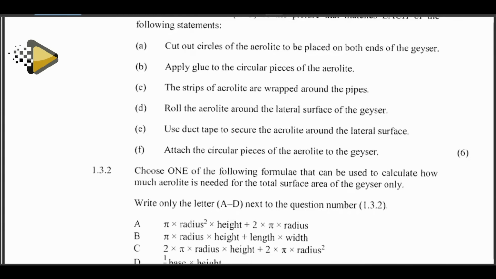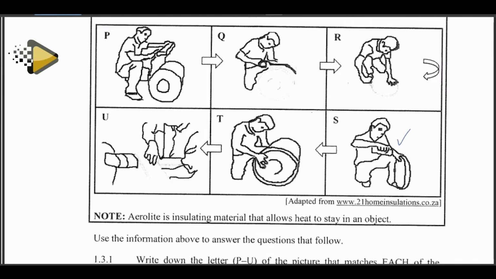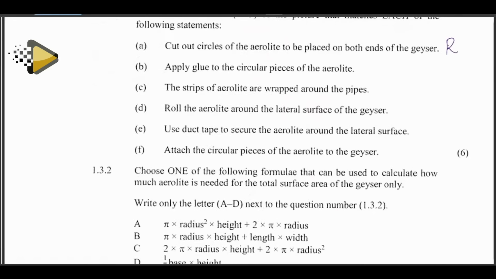So this one becomes R. Then apply glue. Apply glue. When you look at this, this is 1. Apply glue. That is it.